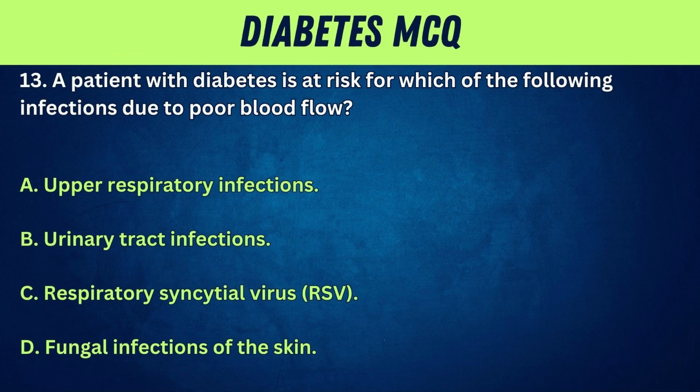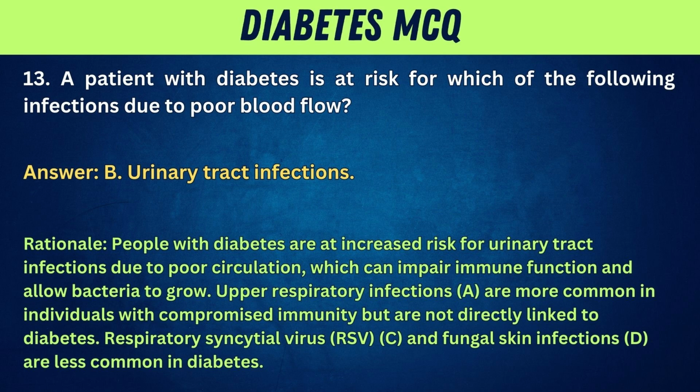13. A patient with diabetes is at risk for which of the following infections due to poor blood flow? A. Upper respiratory infections. B. Urinary tract infections. C. Respiratory syncytial virus, RSV. D. Fungal infections of the skin. Answer: B. Urinary tract infections.